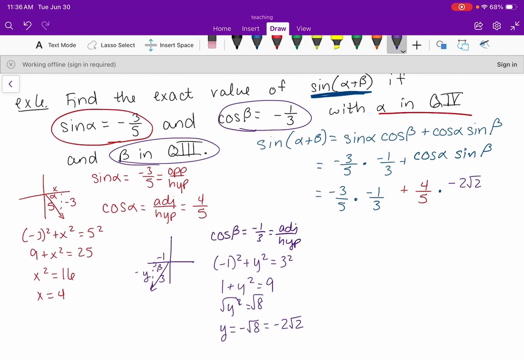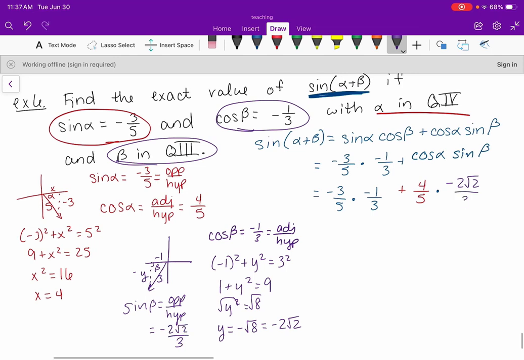If that's something you forget on a test or something, I wouldn't really take off for something like that, but it is good to do it. So I get negative 2 root 2. Now, I'm looking for sine of beta, so remember sine is opposite over hypotenuse. So this is going to be negative 2 root 2 over 3. So I wrote that into my identity now.